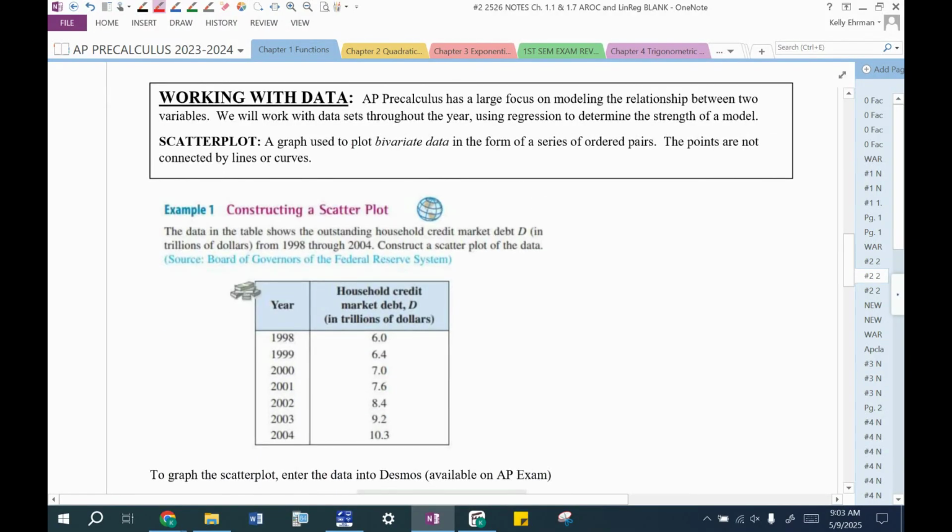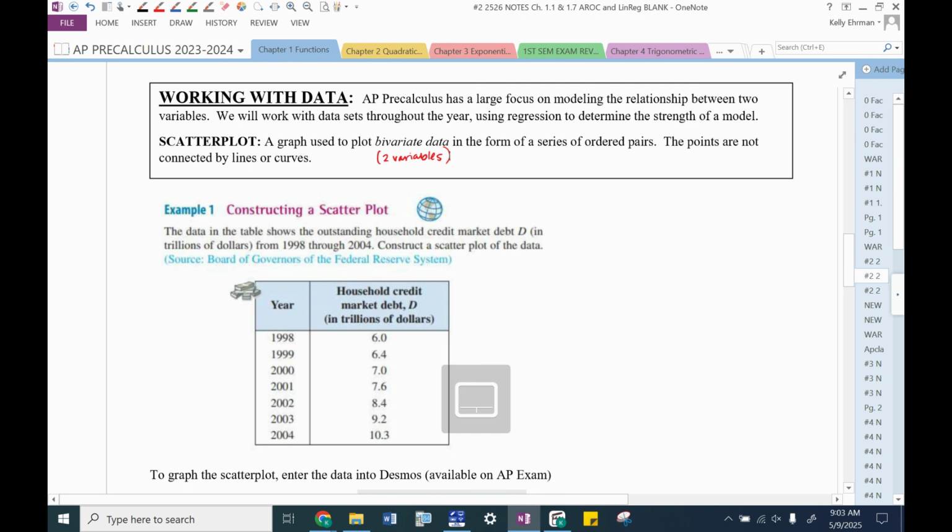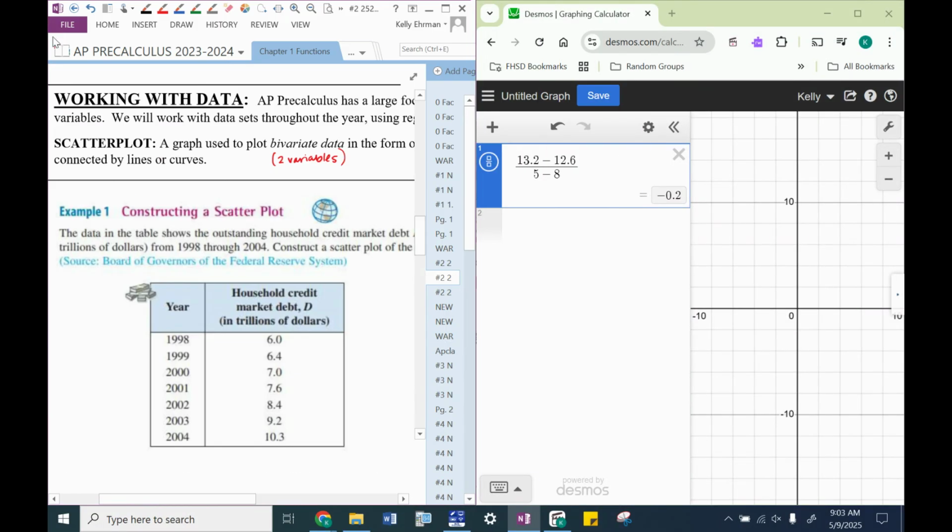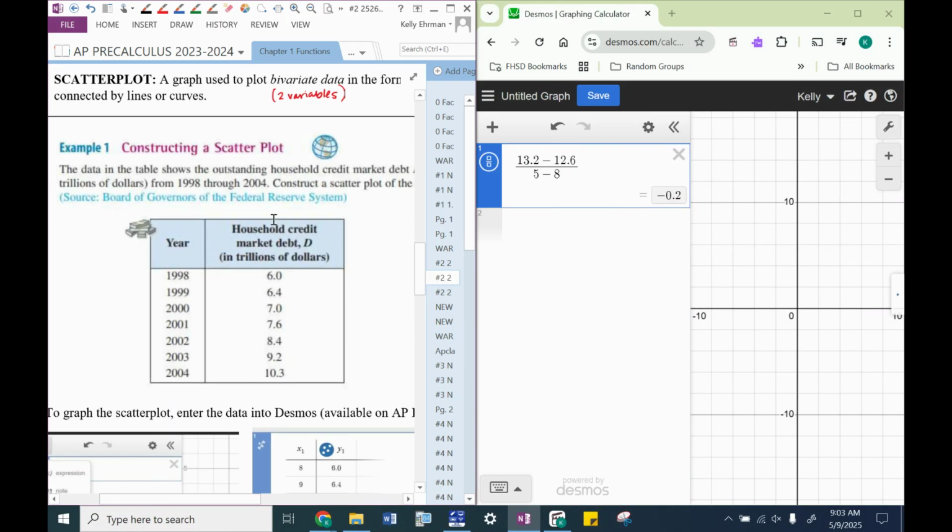Okay, so a scatter plot is just a graph used to plot bivariate data. So that's just two variables. You've got an input and an output into a series of ordered pairs, and we don't connect these points by lines or curves like we did on the previous one. It's just sort of a scattering of points. Now, you can create a scatter plot in your graphing calculator. If you're in AP Stats, you'll learn how to do that. If you prefer the graphing calculator, come see me in office hours, and I will show you how to do this. But the first thing I want to do is figure out how to graph this data.